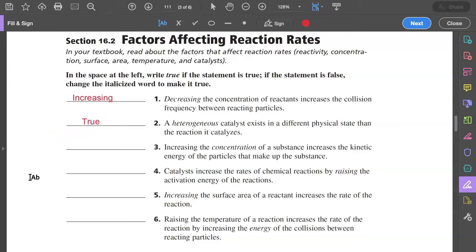This is true. All this means is if I have, for example, a solid catalyst that is activating a liquid system, a liquid reaction, then that would be a heterogeneous catalyst. It exists in a different physical state than the reaction that it is catalyzing. So a homogeneous catalyst in that sense would be if I had a liquid catalyst added to a liquid reaction. You get it? Okay.